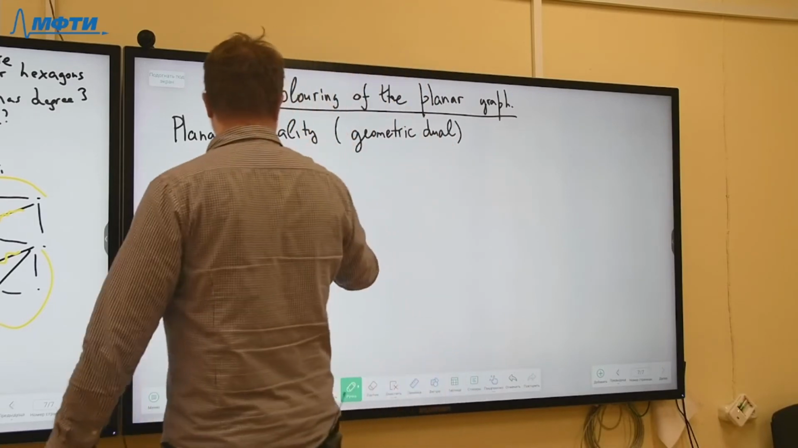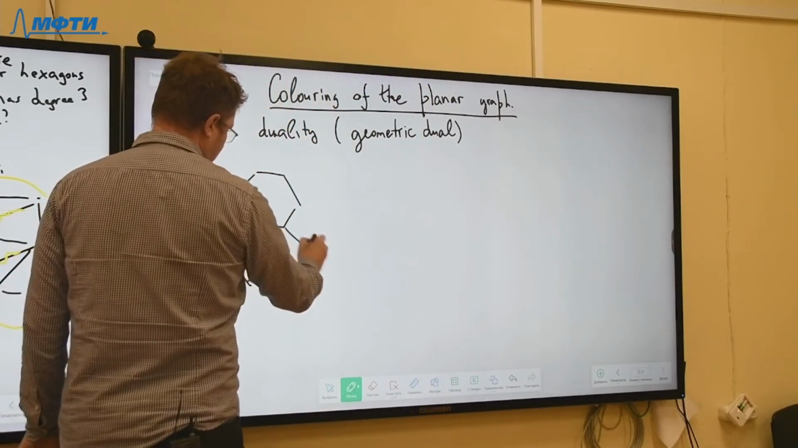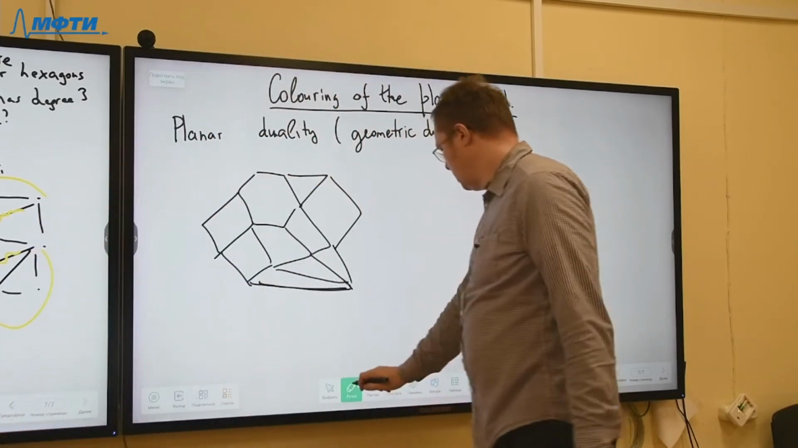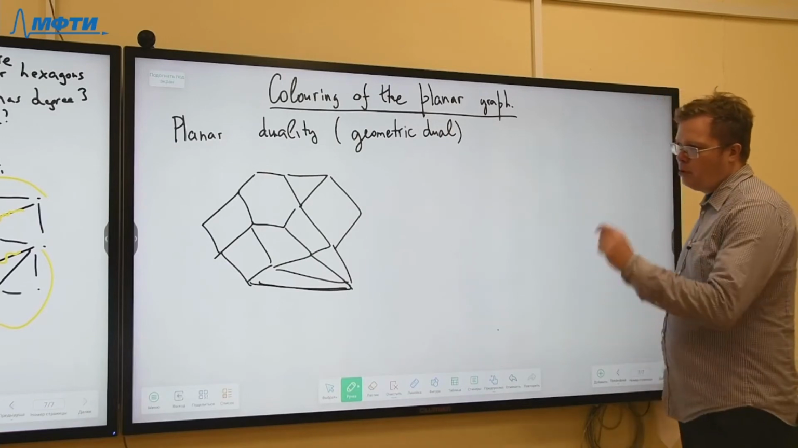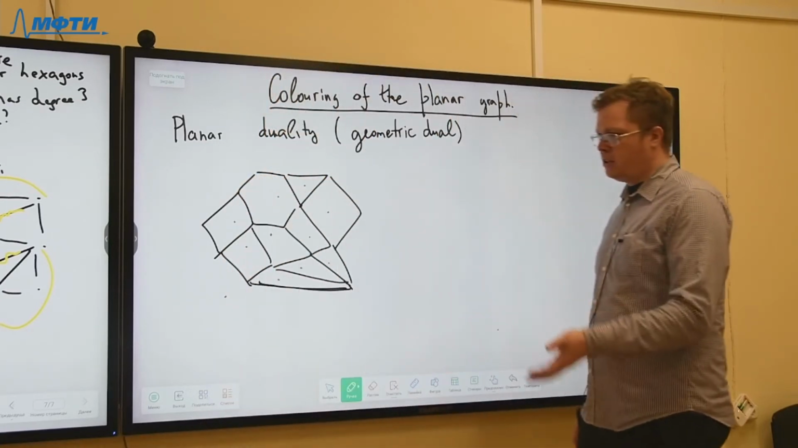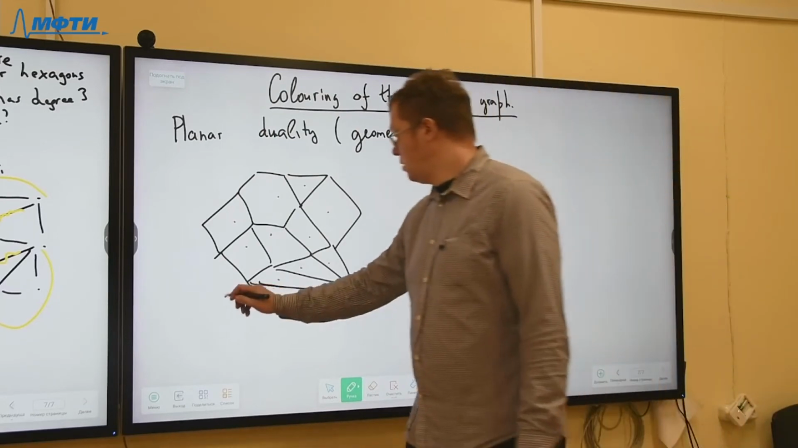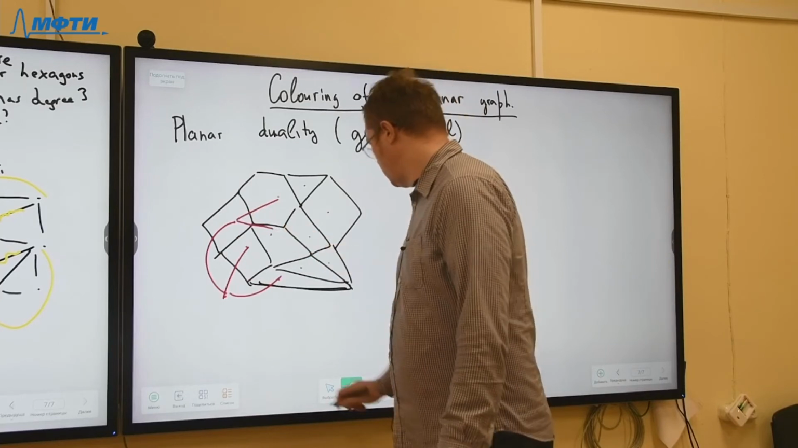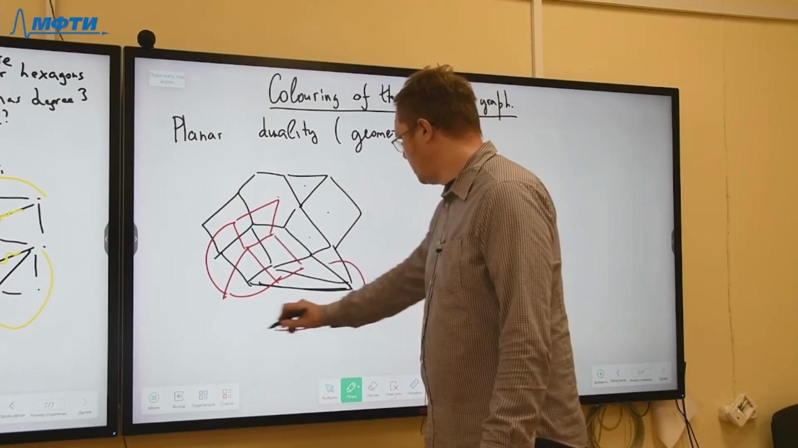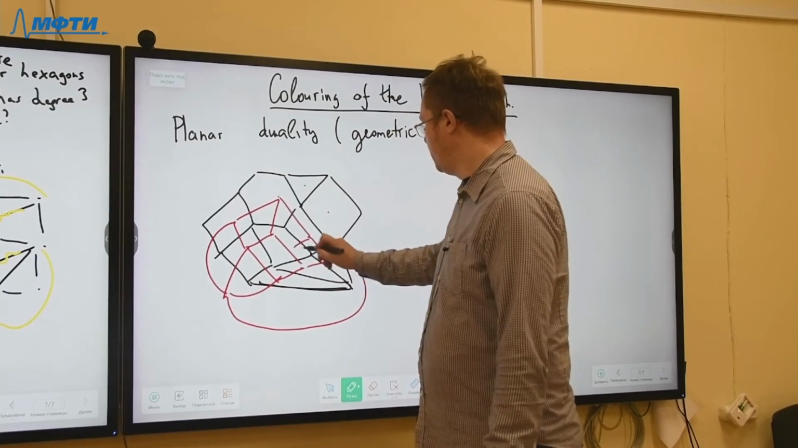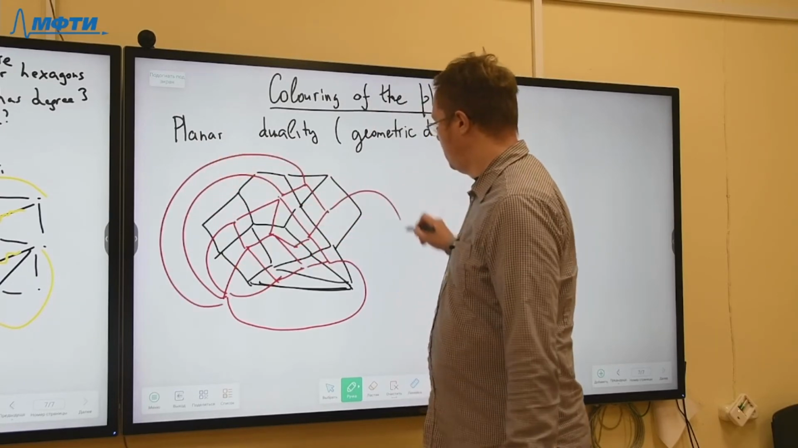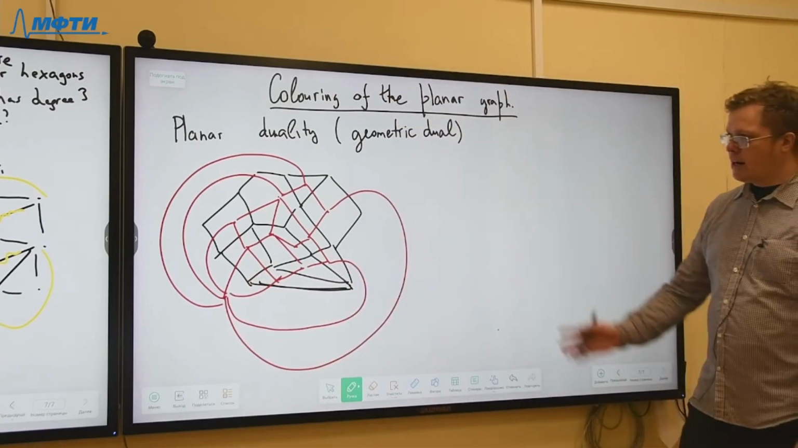So if you have some plane graph drawn on a plane, we can do the following construction. We just put a point into each of the faces. And then we connect faces which have a common border. So we provide all the edges between faces which have common edges. And so this graph is called the dual graph.